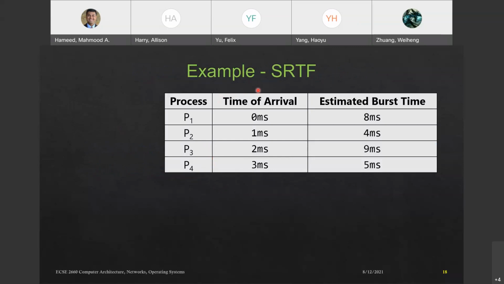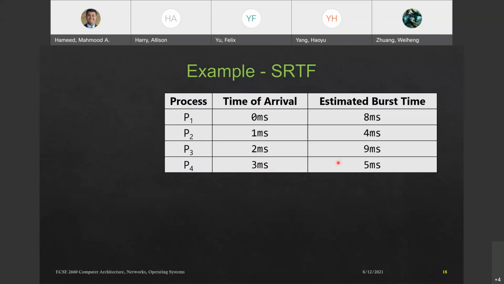Example for shortest remaining time first algorithm. You have a list of 4 processes in the left column. You have their arrival times in the second column. This is the time that they are getting into the ready queue, and their estimated burst times are listed in the last column here. So let's see what happens.